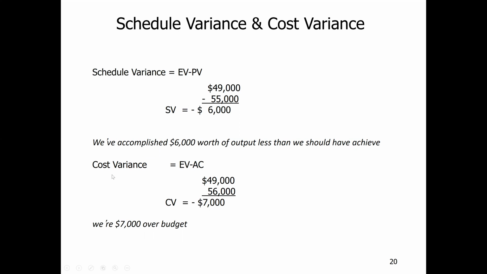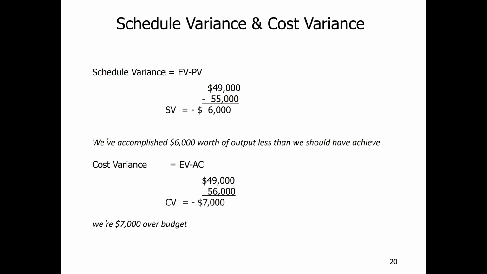Similarly, cost variance, CV, is EV minus AC. EV is 49,000, AC is 56,000. So we got a negative answer of 7,000. Negative answer means we are over budget. So cost is high, and we are not making a profit in this project.